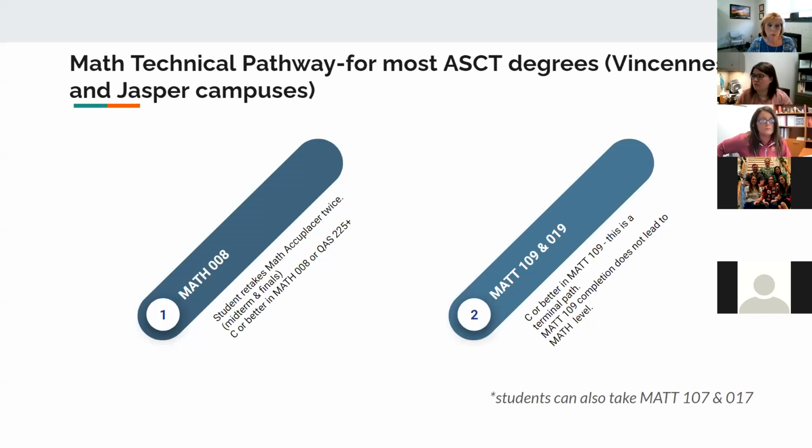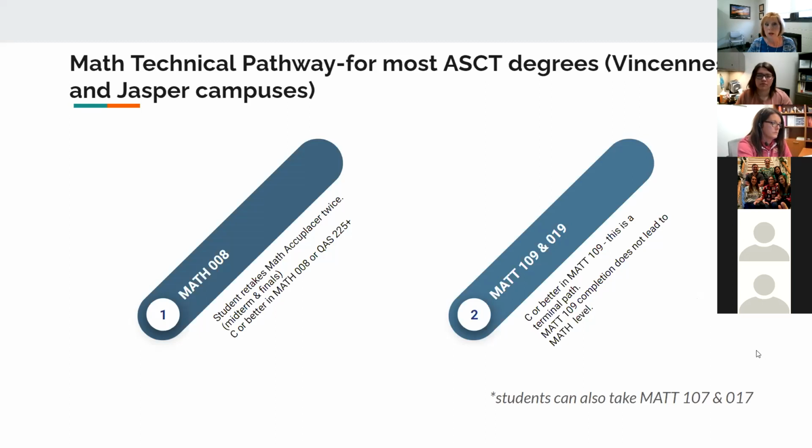So the pathway there would be Math 008 if they test into that beginning level, and then they would go into MATT 109 with the pairing of 019. MATT 109 is business math. Now they can also take MATT 107 if they want to do that one, or if you're talking to a student who is considering maybe doing a bachelor's degree, that would be the route to take them through. Then if they pass the 107, it would meet the technical degree.